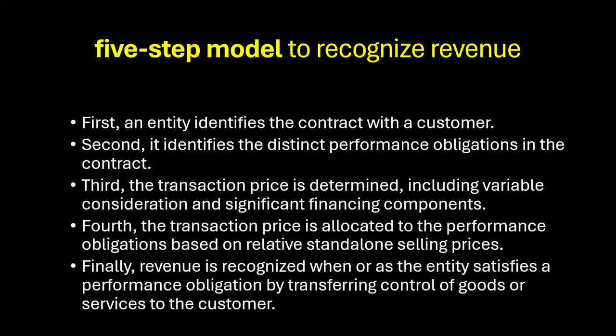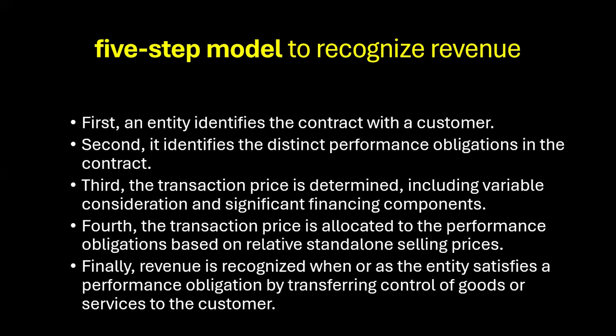Ind AS 115 introduces a five-step model to recognize revenue. First, an entity has to identify the contract with the customer. There has to be a contract with the customer. If there is no contract with the customer, then revenue recognition will not happen as per 115. Second, it has to identify the distinct performance obligations. There has to be a performance obligation on the part of the seller. The third is that the transaction price is to be determined. There has to be a price, explicit or implicit, including the variable considerations and including some significant financing components.